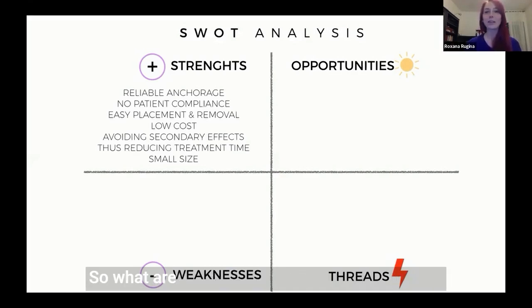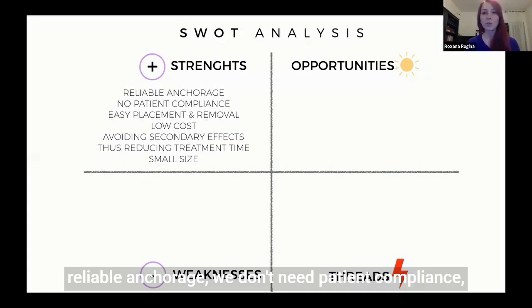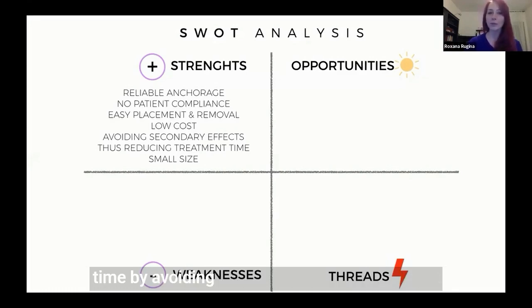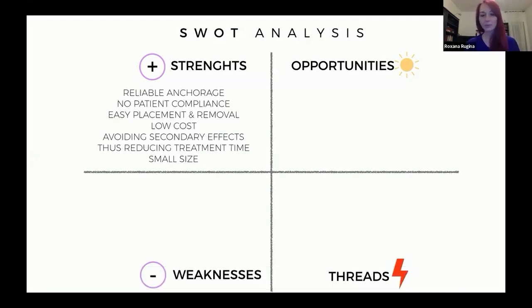So what are the strengths of the TEDs? They are reliable anchorage. We don't need patient compliance. They are easily placed and easily removed. We avoid secondary effects, and we can reduce treatment time by avoiding these secondary effects that we would otherwise have to spend time correcting afterwards.